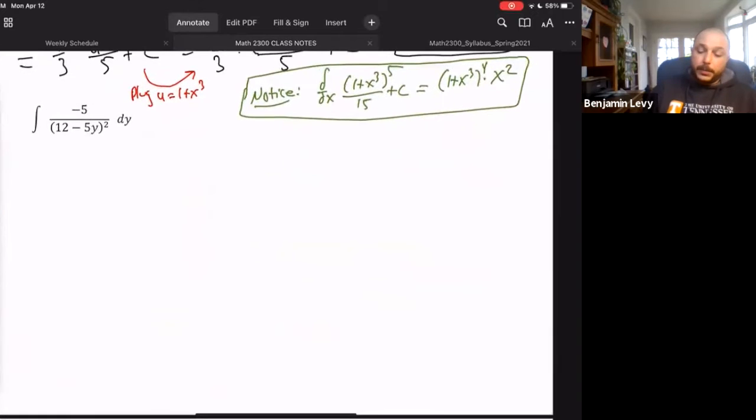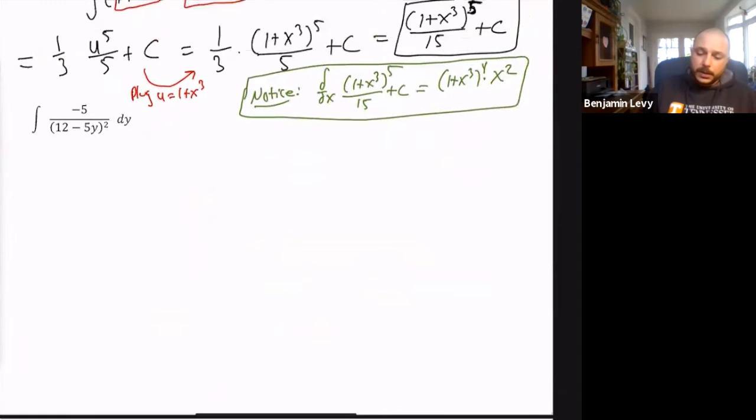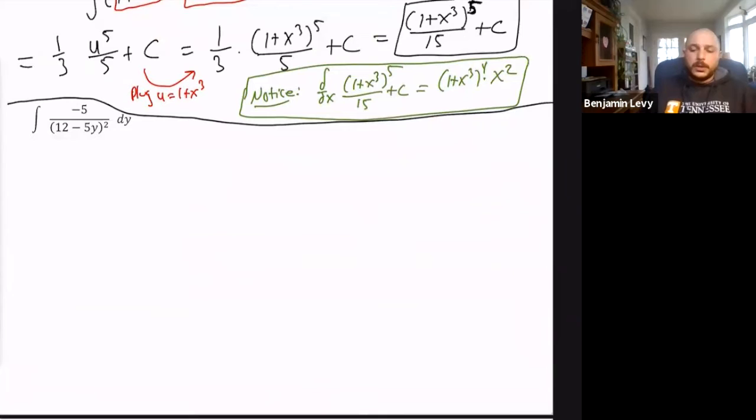So, I would ask everyone before we get started on this one, what's the inside thing in this next piece? That's usually what we're trying to think about with substitution. We're trying to think about what is inside something else. Ideas about that? What's inside?